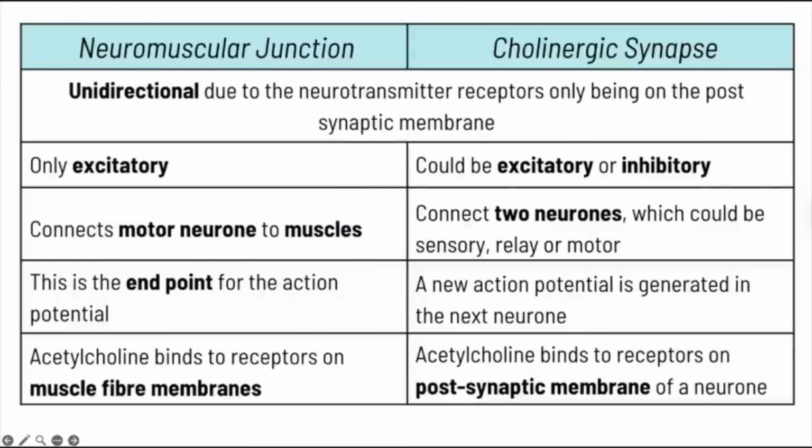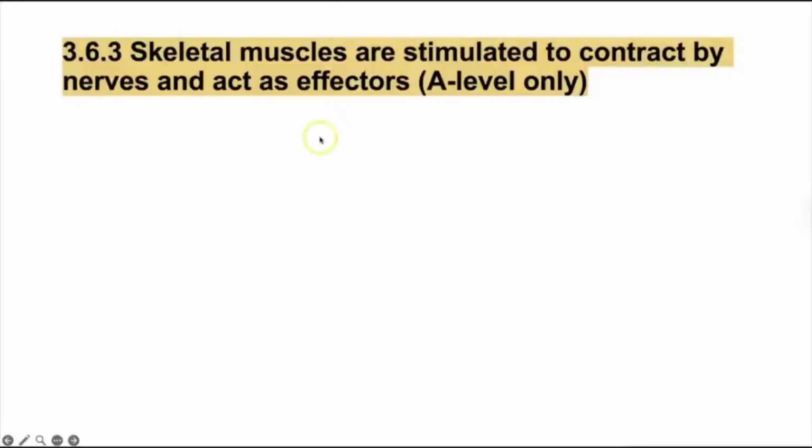So here's just a summary table comparing the neuromuscular junction to the cholinergic synapse. You can screenshot that in case you get a long answer, compare and contrast question for those. Now this flows into what we were just talking about, muscle contraction. 3.6.3, skeletal muscles and looking at how they can contract.